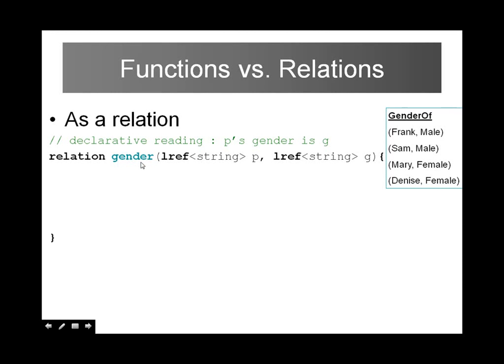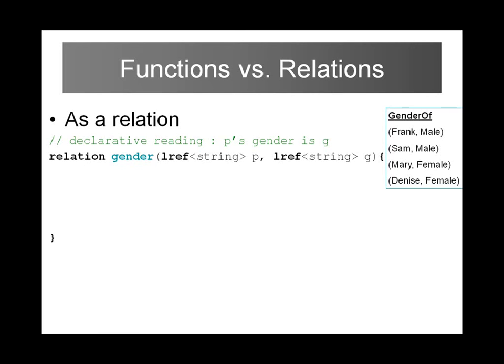My function is called gender. One of the important things of relations, since we are programming declaratively, is what's called the declarative reading. In this case, the declarative reading is simple. It's as follows. P's gender is G. The declarative reading is a summary of what the relation stands for.